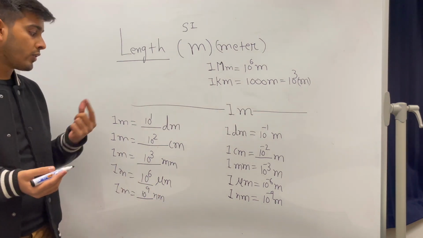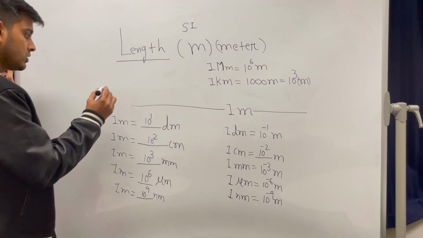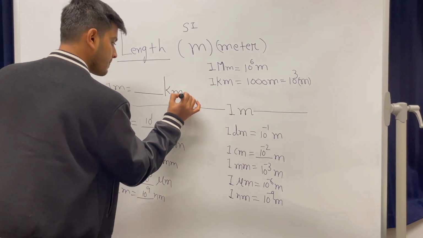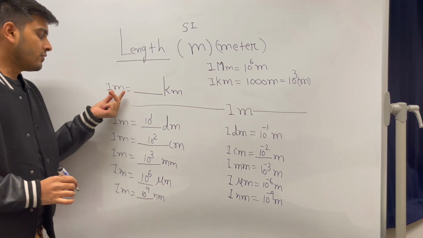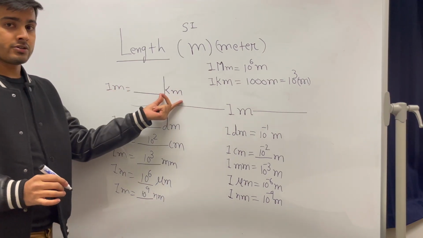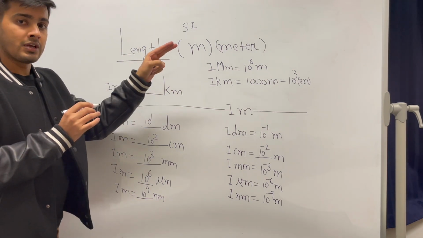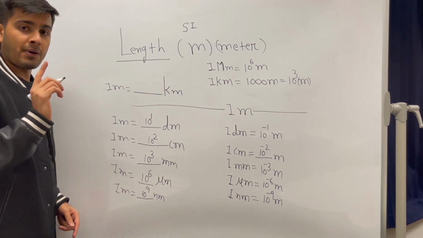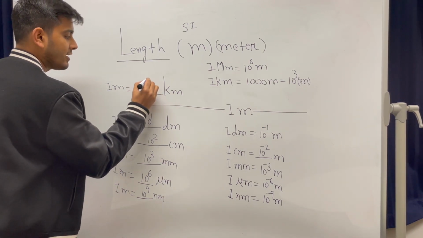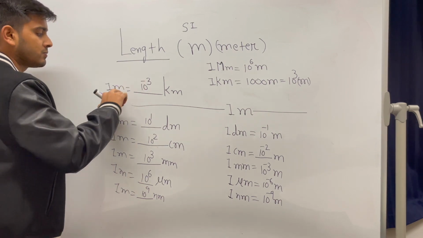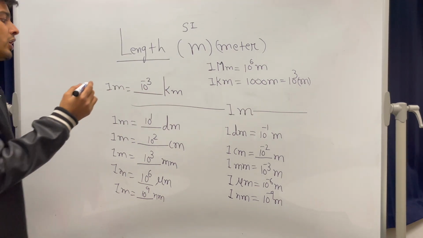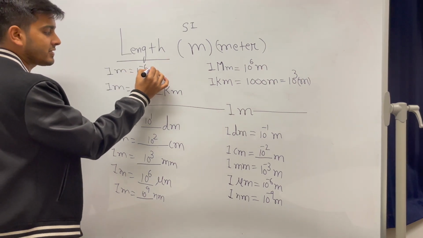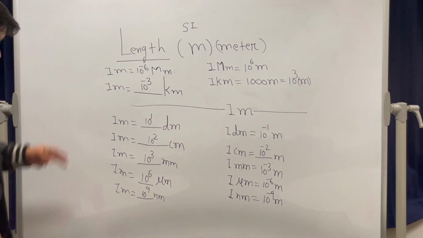Now we convert meter into kilometer. So 1 meter is equal to how many kilometers? If you observe, we are going from a smaller to a bigger unit, so the power will be negative. The difference between meter and kilometer is 10 power 3, so it will be 10 power negative 3. Likewise, if you convert 1 meter into megameter, it will be 10 power minus 6. Jot it down.